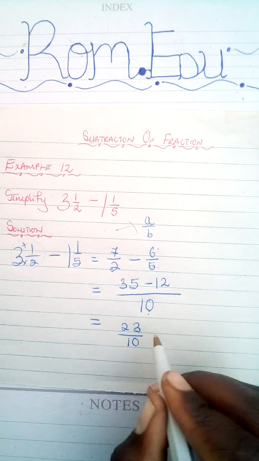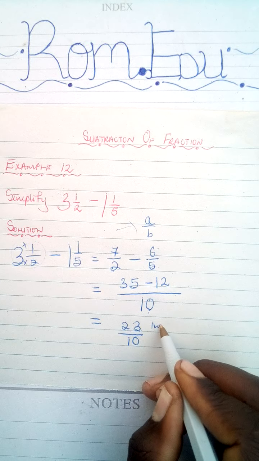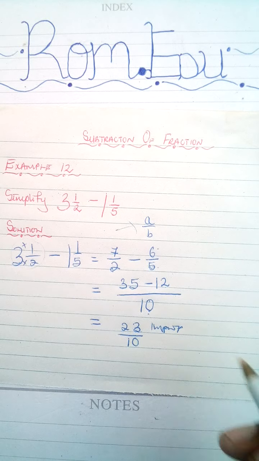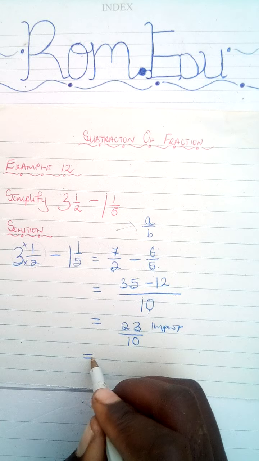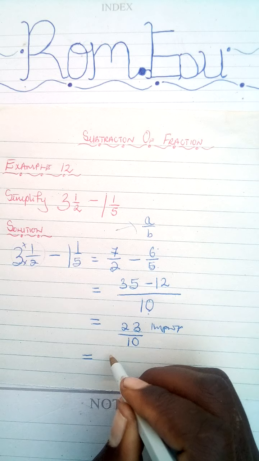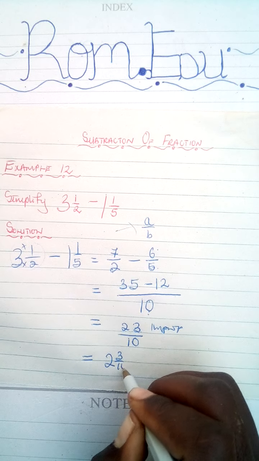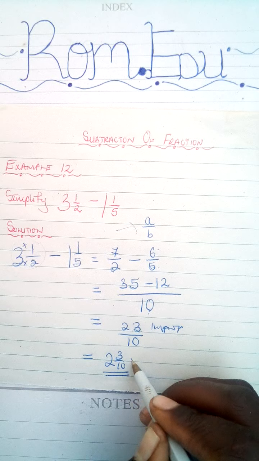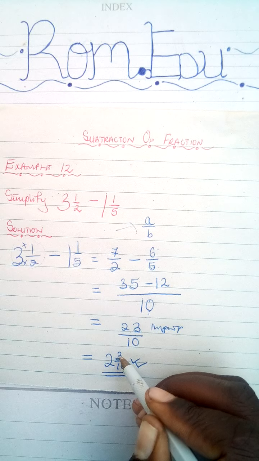Then here I have an improper fraction, so I have to change it to a proper fraction. So now 10 into 23, there's 2 wholes, 3 over 10. And make sure your answer is in the simplest form. Yes, it is. Nothing goes into 3 and 10 besides 1.